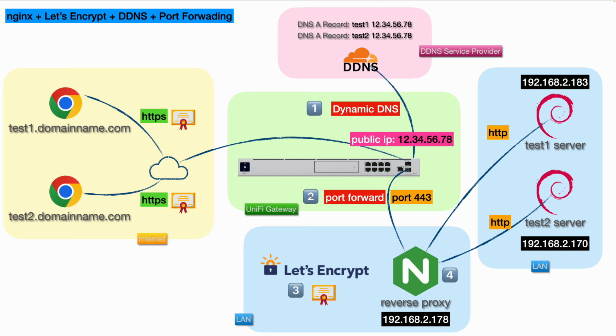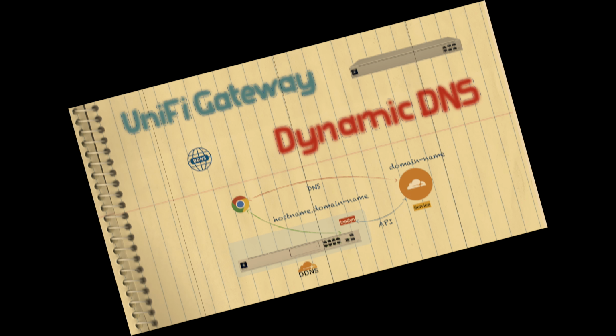The first and second steps are functionalities directly supported by the UniFi gateway. But for the third and fourth steps, unfortunately, Ubiquiti still doesn't have default support, so we have to use an external Linux machine to set them up. Okay, let's get started with the first step, DDNS. In this video, we don't have time to talk about the detailed dynamic DNS setup in the UniFi gateway. If you are interested, check my previous video.